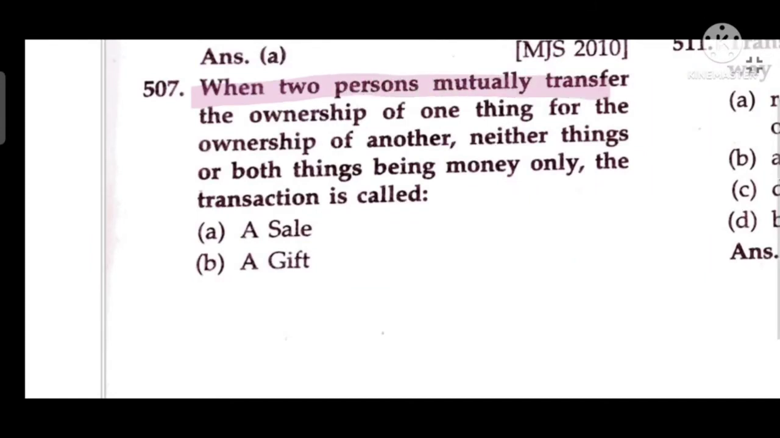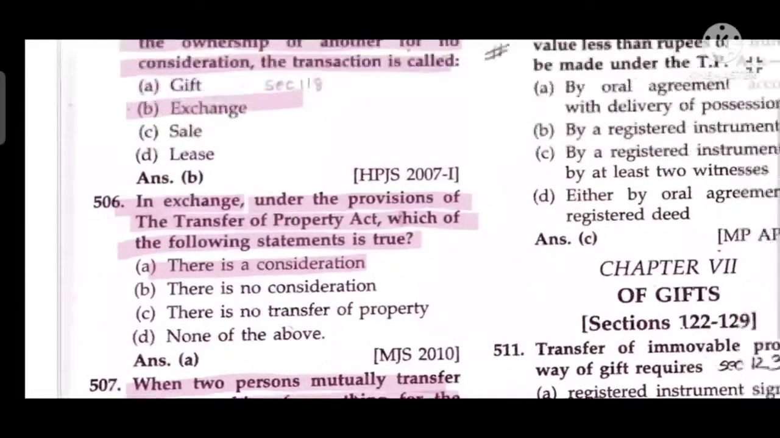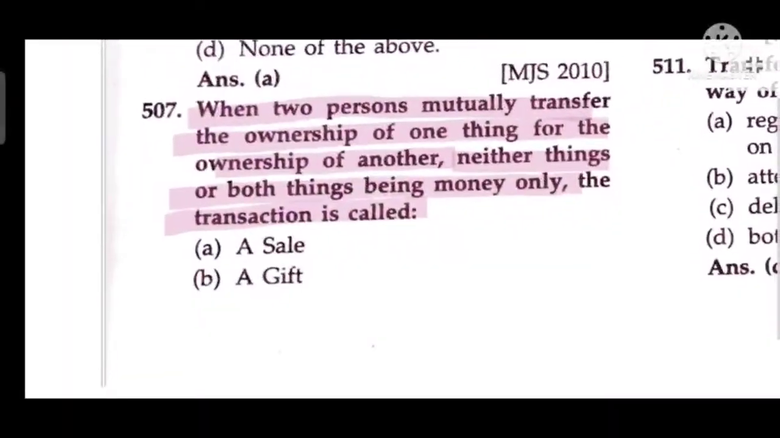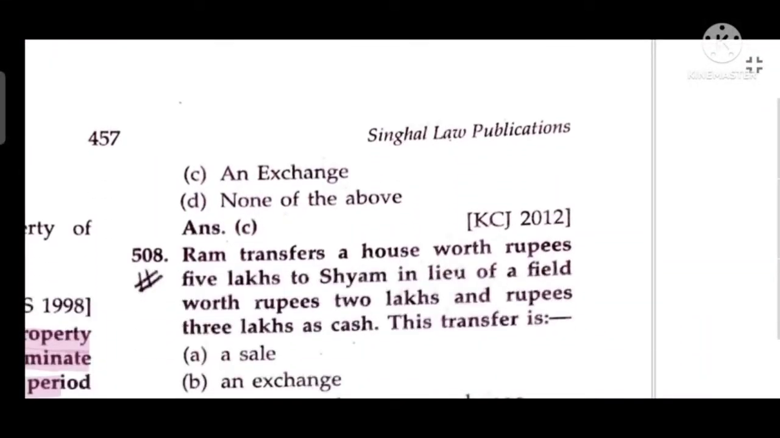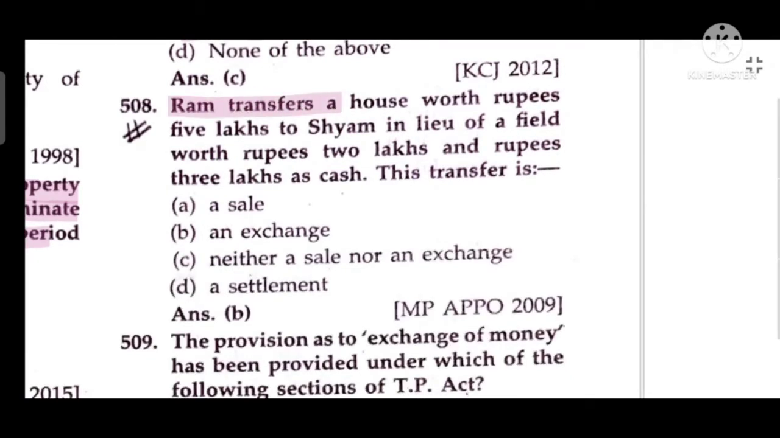When two persons mutually transfer the ownership of one thing for the ownership of another, neither thing nor both things being money only, the transaction is called exchange. Ram transfers a house worth ₹5 lakh to Sam in lieu of a field worth ₹2 lakh and ₹3 lakh in cash. The transfer is an exchange.